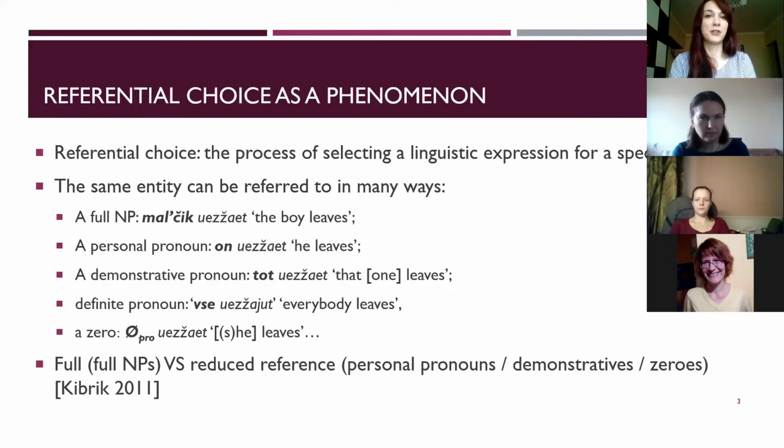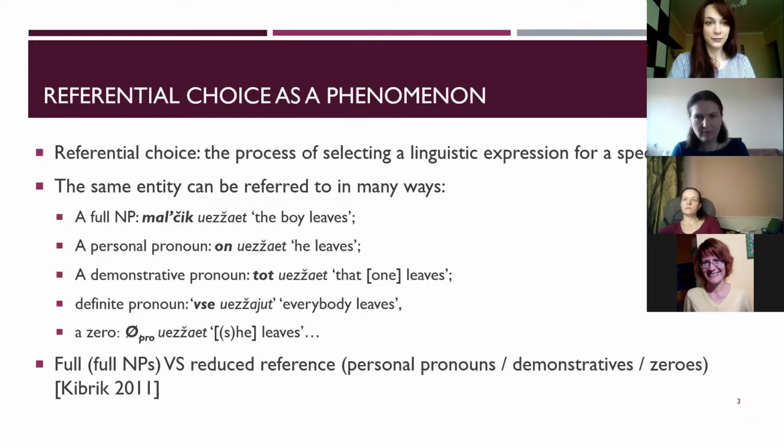What is referential choice as a phenomenon? It is the process of selecting a linguistic expression for a specific referent. That is, the same entity can be referred to in many ways. For example, it can be referred to by a full noun phrase, a full NP, мальчик уезжает, in Russian, the boy leaves. It can be referred to by a personal pronoun, by a demonstrative pronoun, a definite pronoun, and a zero expression in languages where this type of reference is allowed.